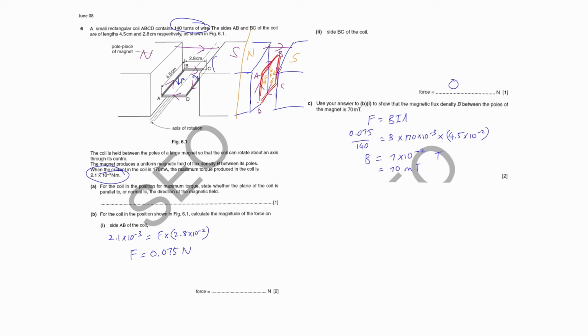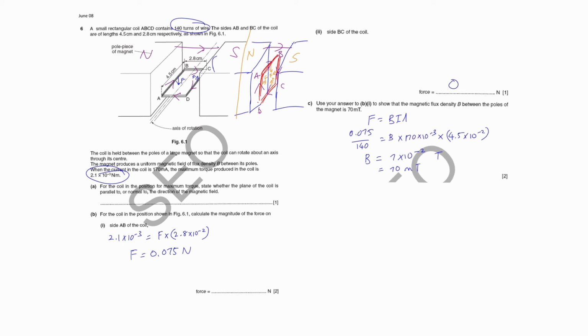That's all. They didn't ask you to explain. This explanation is for you to understand. The next part, they told you that if the coil is in this position, find the force on the side AB. Now you might be tempted to use the formula F equals BIL, but unfortunately we do not have enough information. We don't have the magnetic field strength here, so we cannot use F equals BIL.